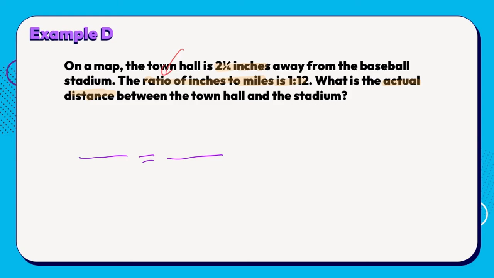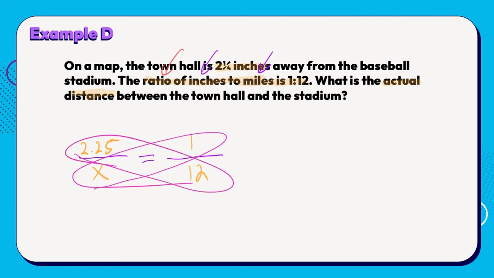So I know on the left-hand side, I've got 2¼ inches, or 2.25, for the amount on the map. I don't know the amount of actual distance. On the other side, I know that I have 1 inch to 12 miles. And I know that the inches come first because it says here that inches came first and miles came second. So I know the 1 is the inches and the miles is 12. Now that I've got that information there, I'm going to go ahead and cross multiply.